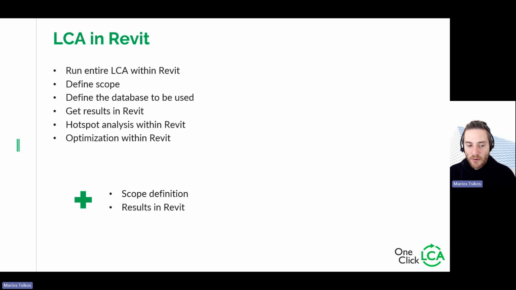The main benefits of this process is that you can define the scope, so you leave irrelevant materials and elements out of the scope, and you get the results in Revit. So you get to do the hotspot analysis in Revit and reduce your embodied carbon directly in Revit.